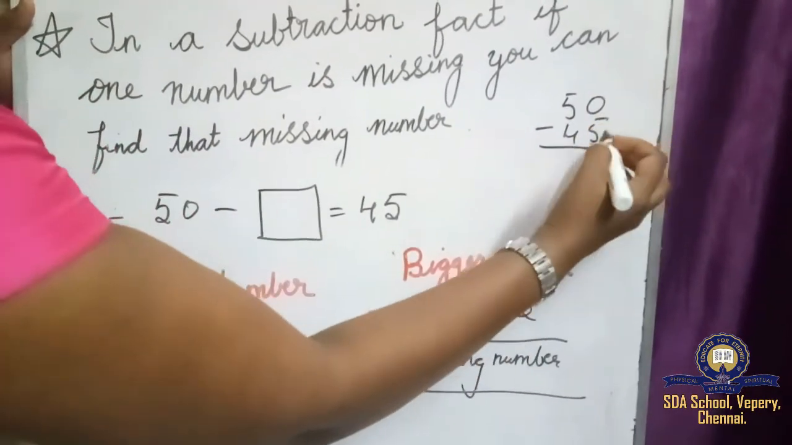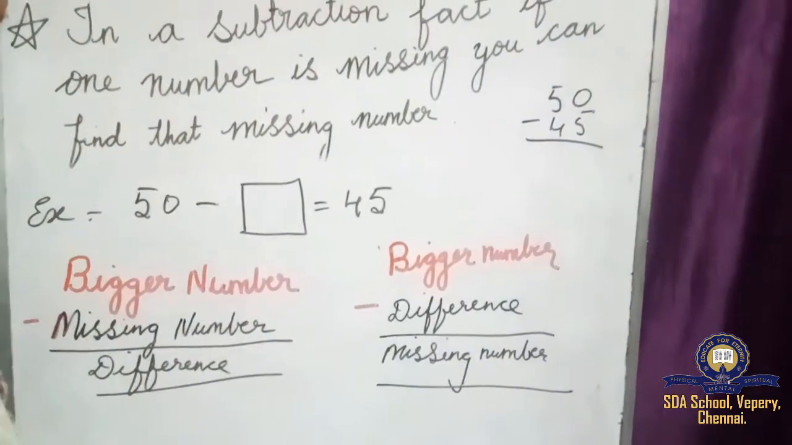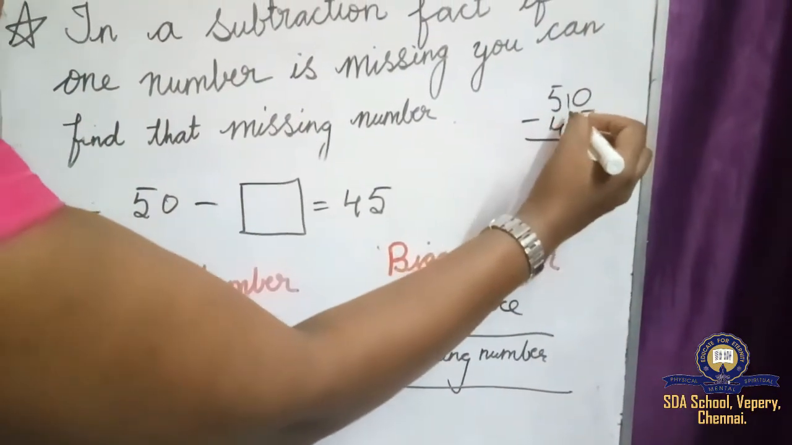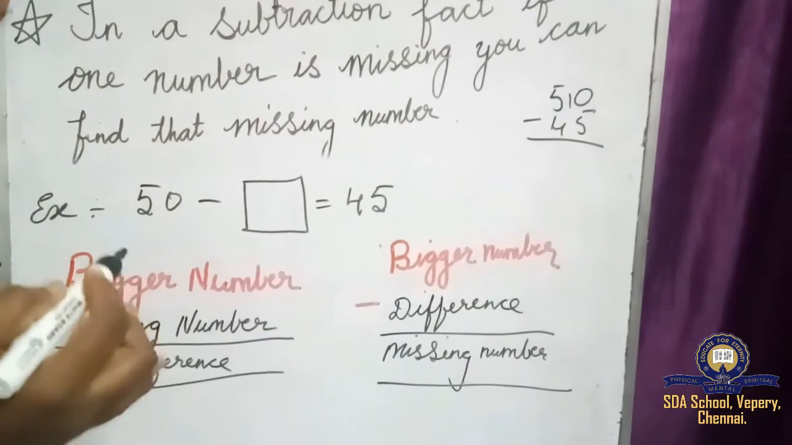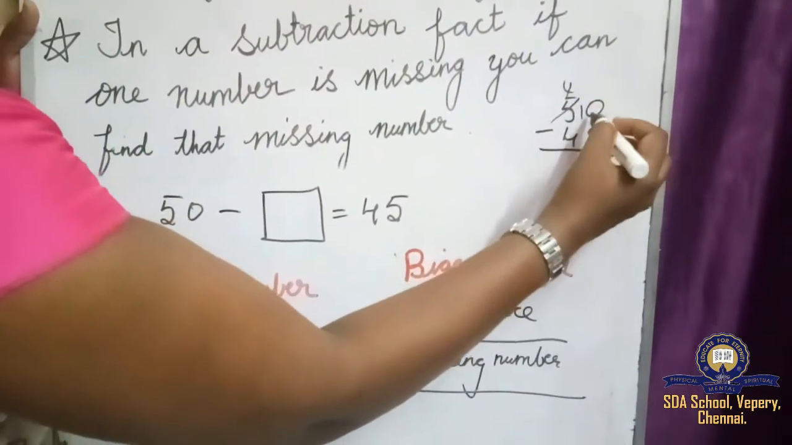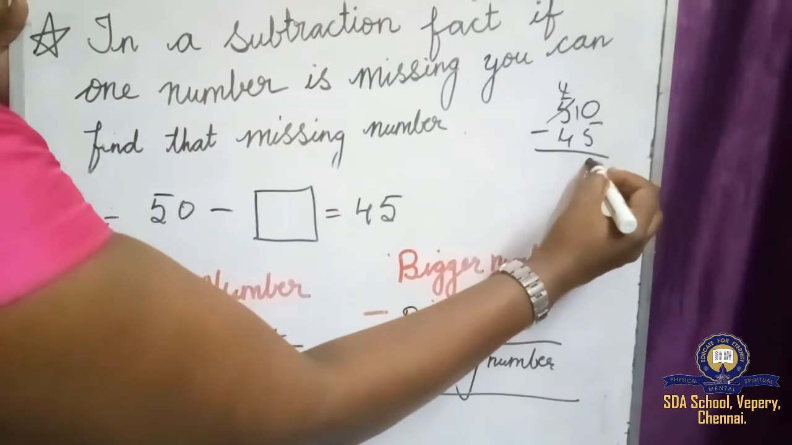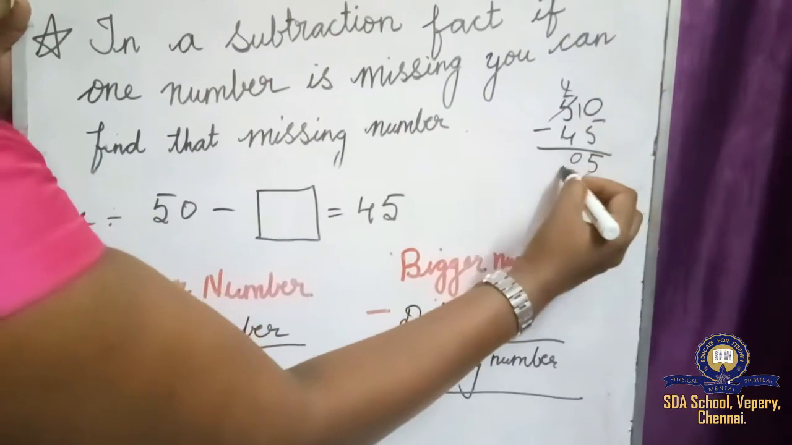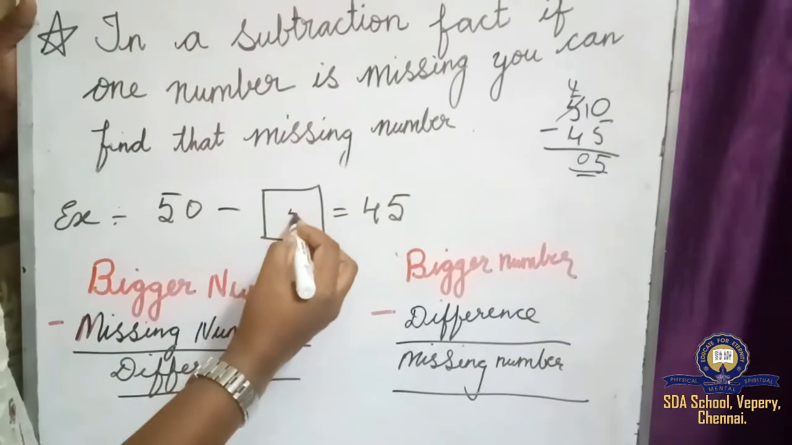50 minus 45. 0 minus 5 you can't do, so you will borrow. I'll teach you in the next class how to do by borrowing. So this will become 10 and this will become 4. So 10 minus 5 is 5. 4 minus 4 is 0. So the answer is 5.